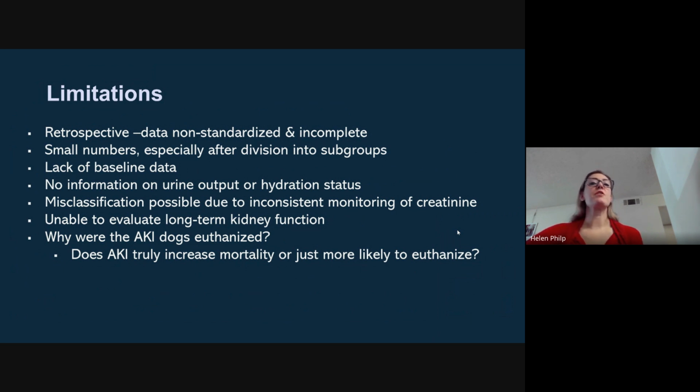And there's no information on urine output or hydration status. They make the comment themselves that the monitoring of creatinine was inconsistent, and perhaps the ones they were more worried about, they monitored more closely. So it's possible some of these patients were misclassified, and they were unable to evaluate long-term kidney function. And like I said before, it just had me wondering, why were the AKI dogs euthanized?